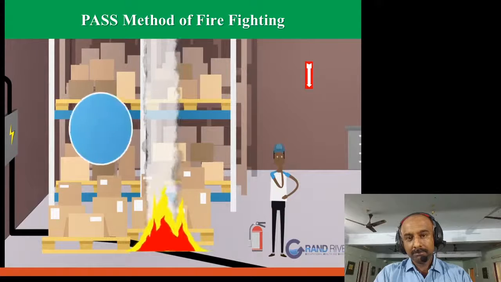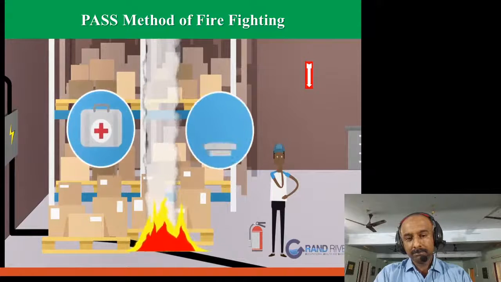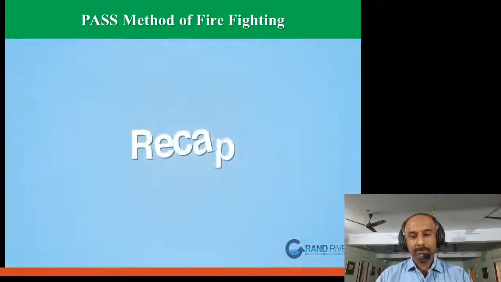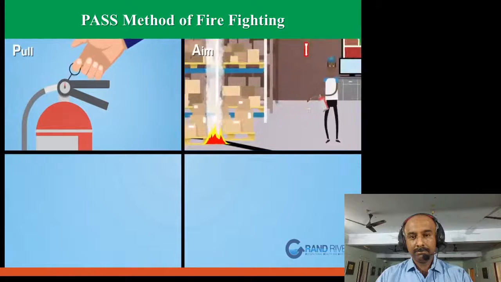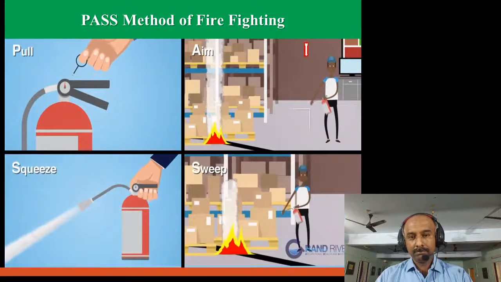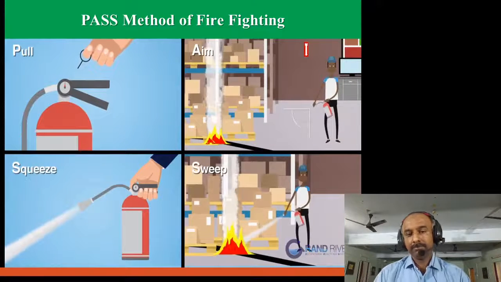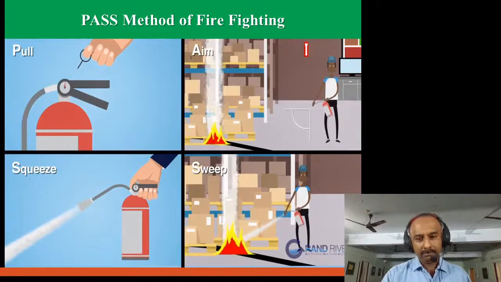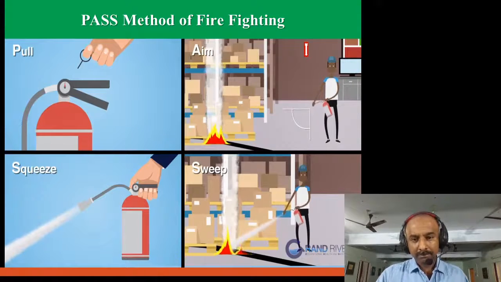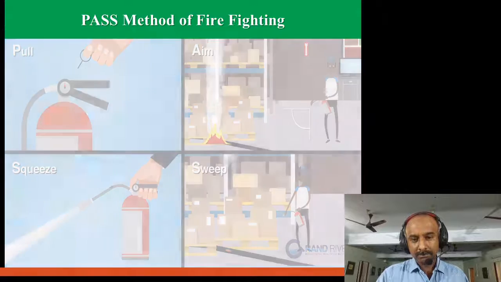Always remember that smoke generated from the fire can be harmful and even fatal. Never attempt to extinguish a fire unless it is safe to do so. Now to recap the PASS 4-step procedure. P is for pull the pin. A is for aim the nozzle. The first S is for squeeze the lever. And the second S is for sweep.